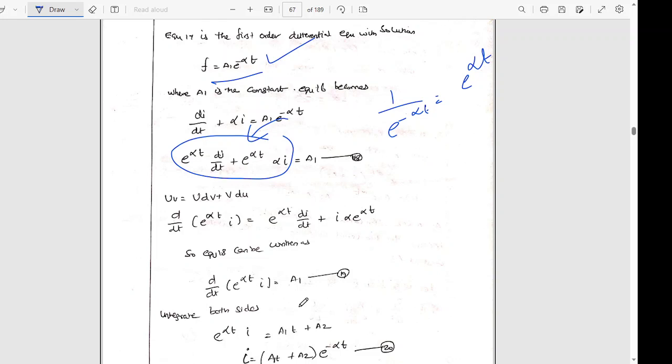So next, I am differentiating e power alpha t multiplied by I with respect to t. Here two things can be differentiated, so we are using the uv formula. We know that d(uv) equals u dv plus v du. So d by dt of e power alpha t I equals e power alpha t di by dt. First I am differentiating I, and then I am differentiating e power alpha t. If I differentiate e power alpha t, I will get alpha e power alpha t, multiplied by the value I. This is what we'll get if I differentiate e power alpha t I with respect to t.